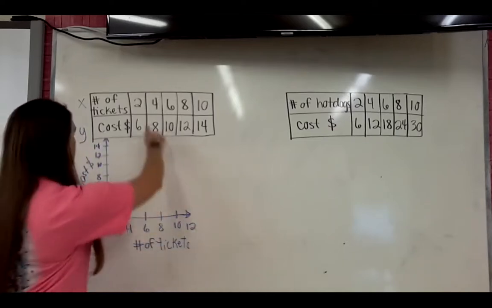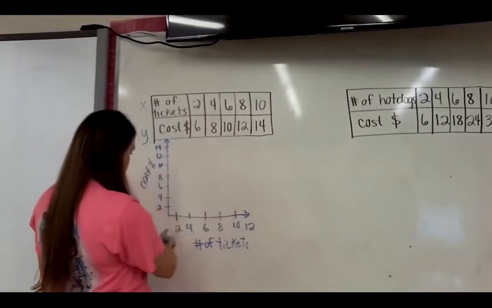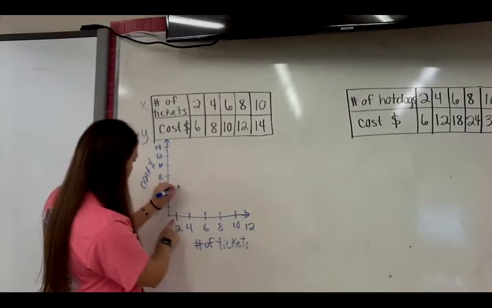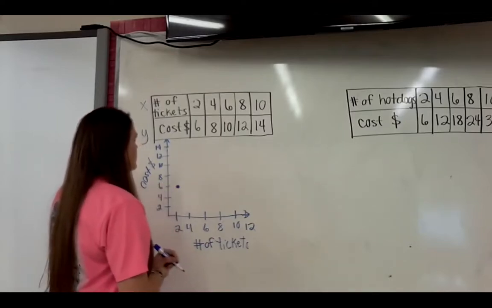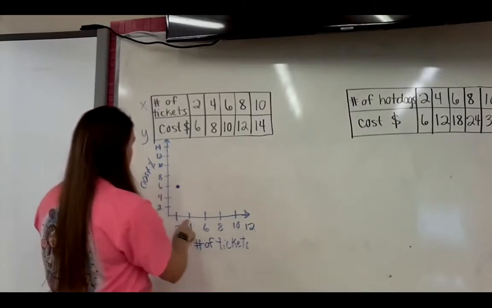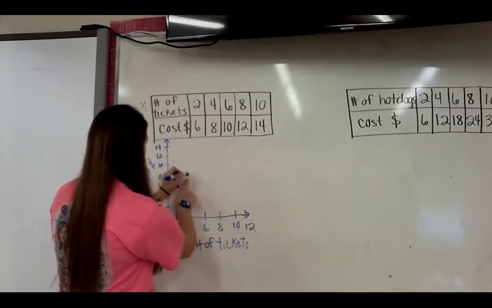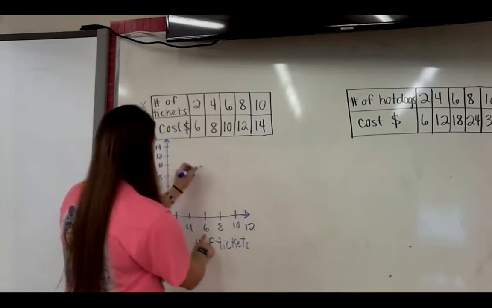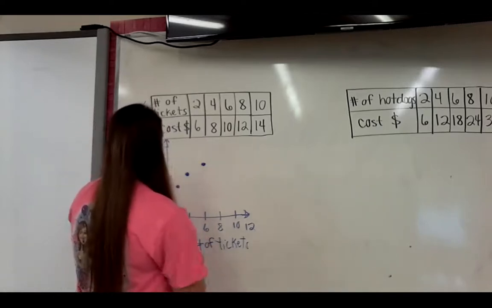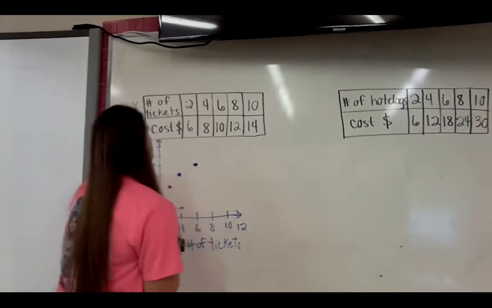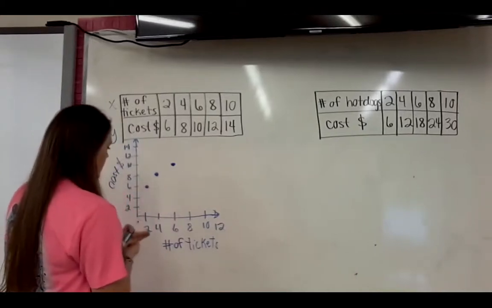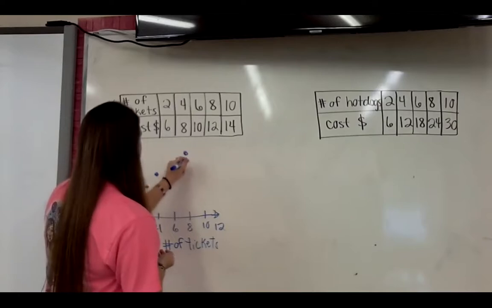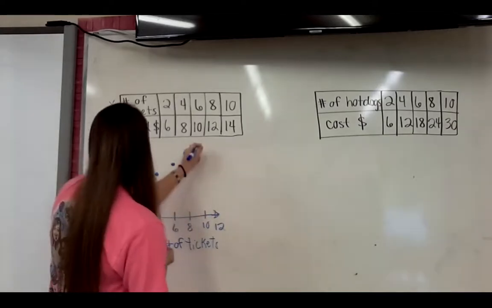Okay, so number of tickets 2, cost is 6. So that means number of tickets is 2 and the cost is 6. I would have a point there. Number of tickets 4, the cost is 8. 6 would be 10. Let's see, 8 and 12, and then the last one would be 10 and 14.